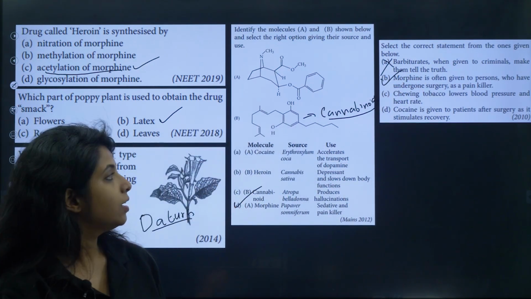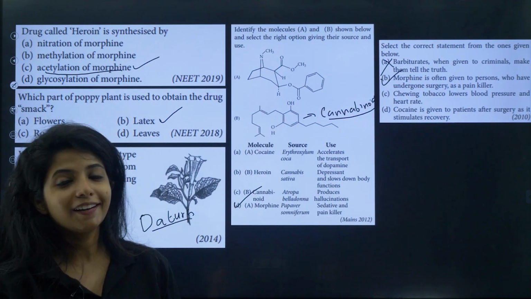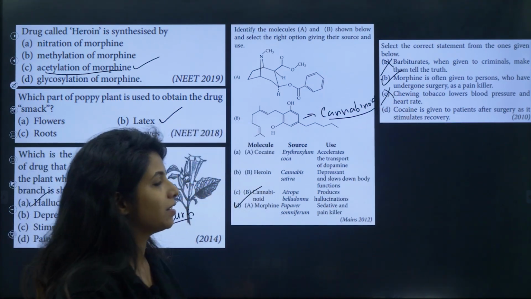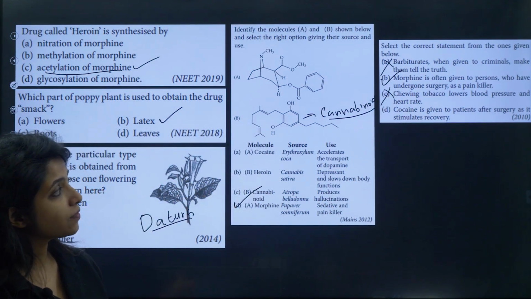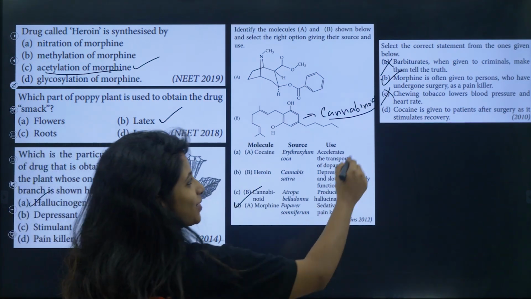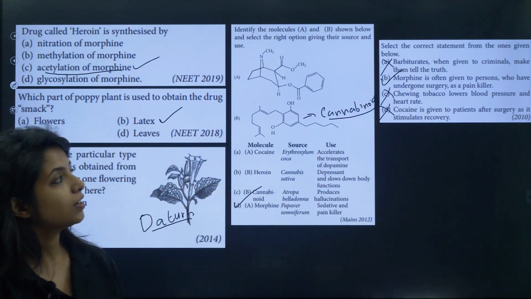Okay, it is done. Now, chewing tobacco lowers blood pressure and heart rate. In that way, everyone should chew tobacco. It is wrong because chewing tobacco increases your heart rate. Cocaine is given to patients after surgery as it stimulates recovery. People wish, but it's not true. So that is also wrong. So you got the B option.